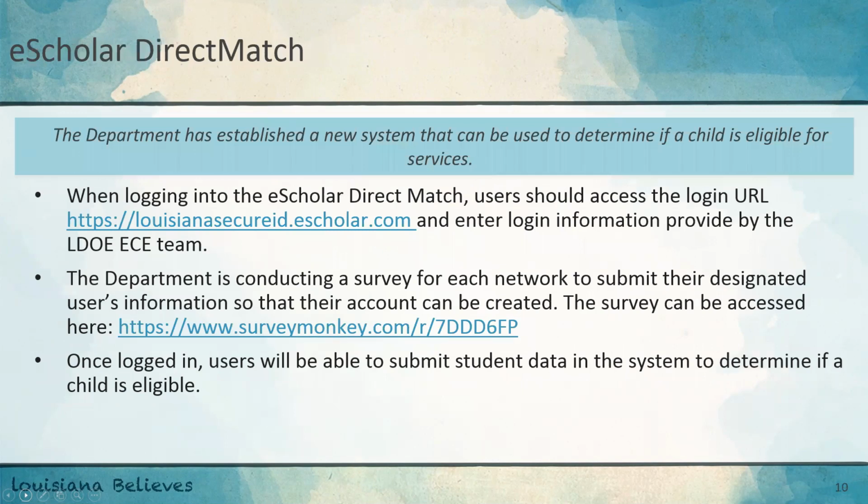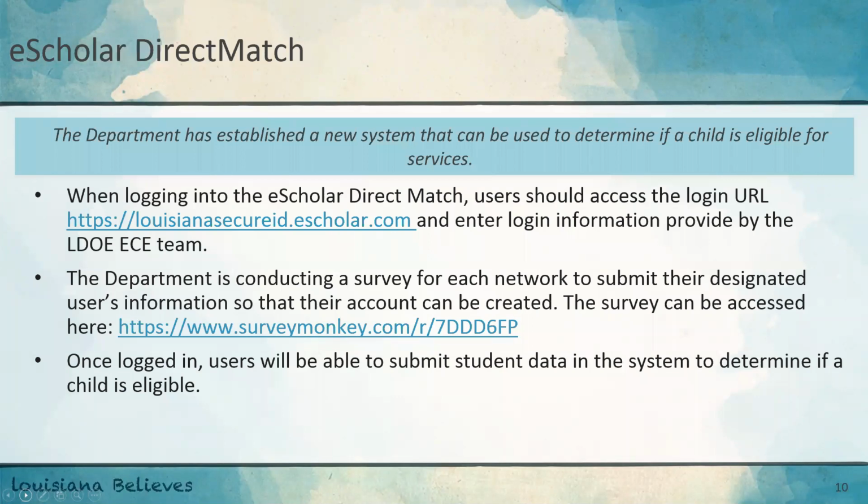In the next few slides, we'll go through some screenshots of what you will see when you log on to the Direct Match system. As a side note, we are still working through some technical issues on our end that have prevented us from granting access, but we are hoping that these will be resolved very soon. The login URL to access the site, louisianasecureid.escholar.com, is linked on your screen.